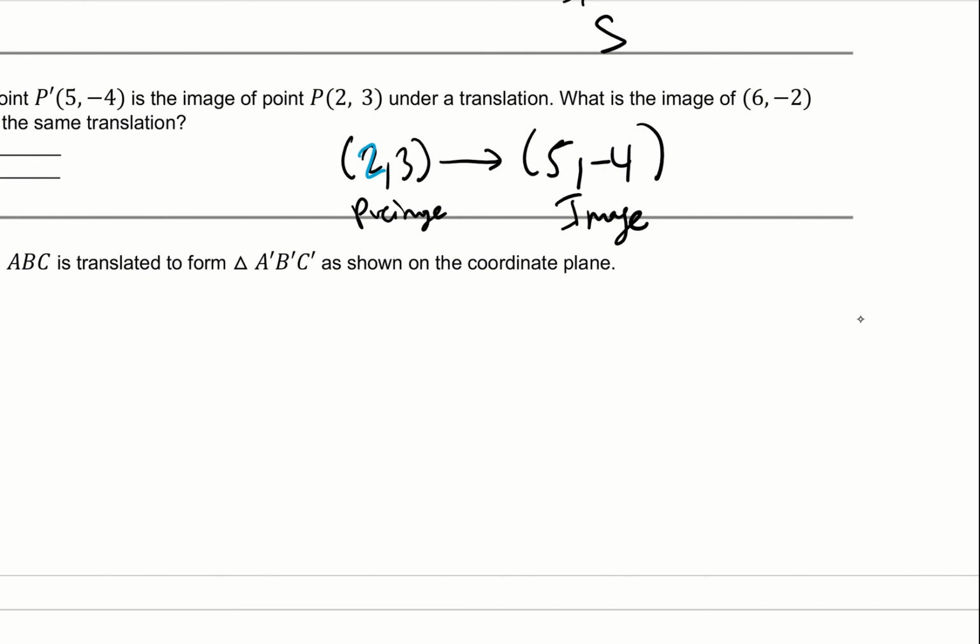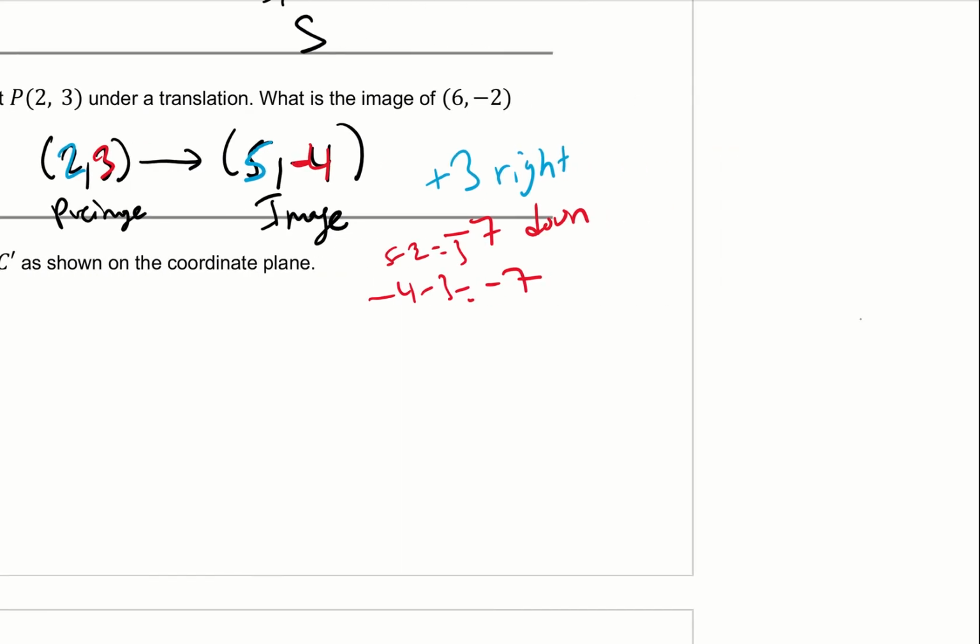according to the x coordinates, we're going 3 to the right, which is to say we're going plus 3 in the positive direction. And for the y direction, from 3 to negative 4, looks like we're going down 7. And we can tell because negative 4 minus 3 is negative 7. And 5 minus 2 is 3. So all we got to do is go 3 to the right, down 7. So the transformation rule that we're looking at here is x plus 3 and y minus 7.